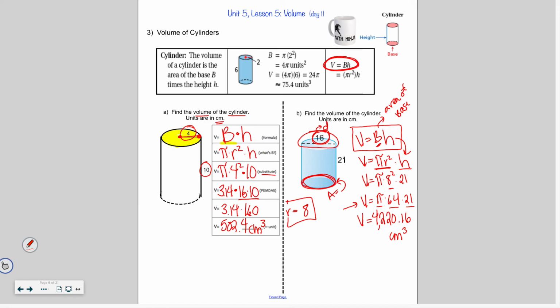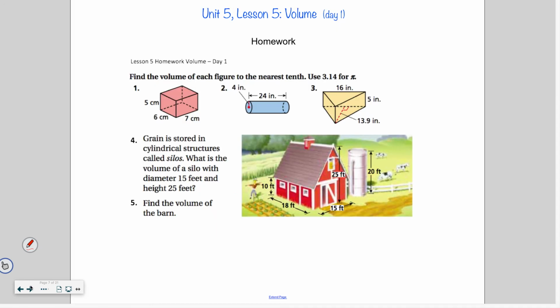That's what I want you guys to learn today. The volume of prisms. And remember, it's really just the idea of area of the base multiplied by the height. The area of the base could change. If it's a rectangle, it's going to be length times width. If it's a circle, it's going to be pi r squared. If it's a triangle, it's going to be base times height divided by 2. Okay? You guys can do this.